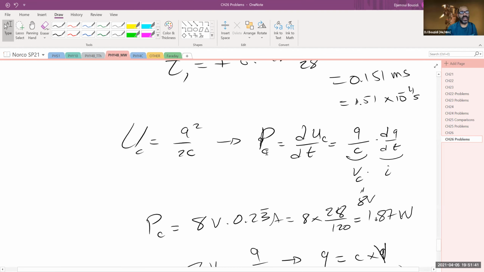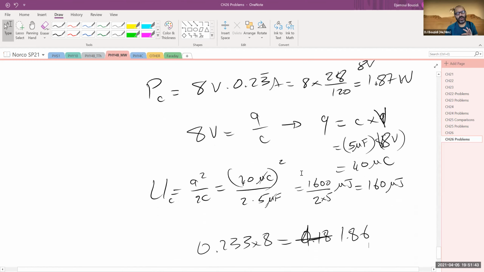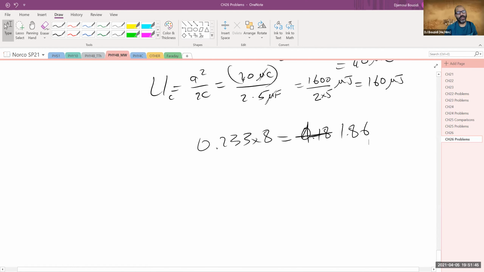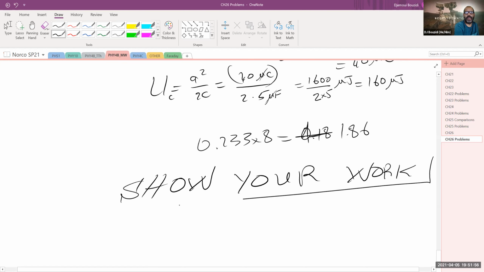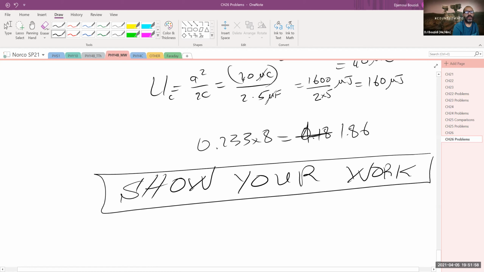Here is one item in here, in addition to checking the work, because we're doing a problem session: show your work. You must show your work. That is the item that I want you guys to remember from this discussion that I'm just having with you guys. Does this make sense to you guys, how important that is?